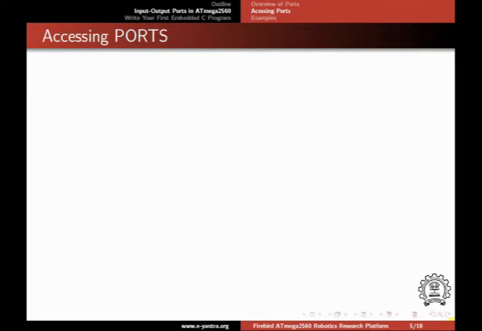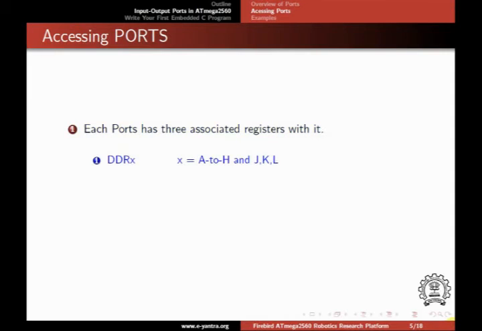In AVR architecture, each port has 3 registers associated with it. So we have to use these 3 registers to define each port which we are going to use. The first register is DDRx register, where X can be replaced by the name of any of the port register, that is A to H and J, K and L. The second register is PORTx register, and similarly we have third register which is called as PINx register. So now let us study each of the register in detail.